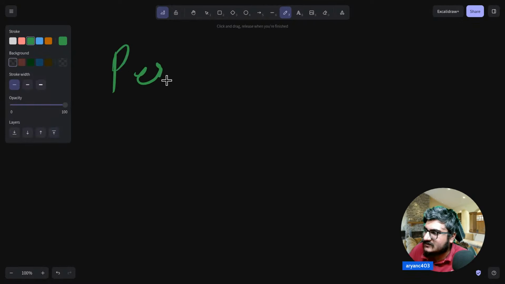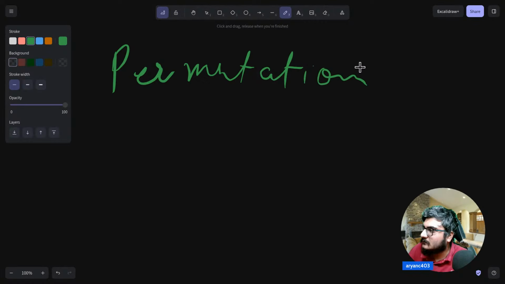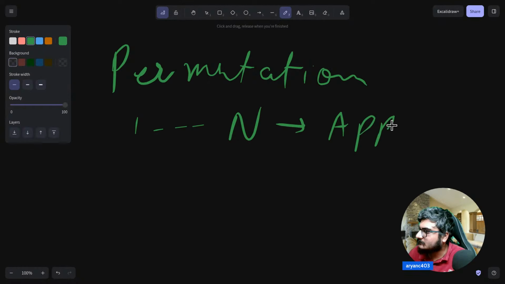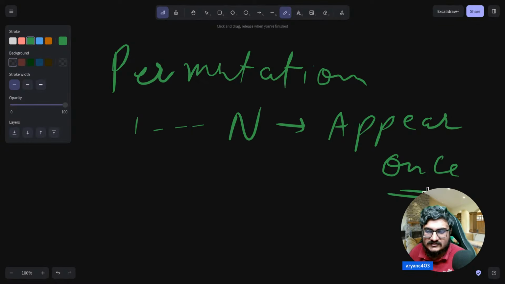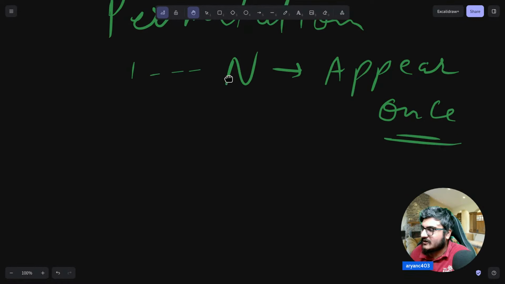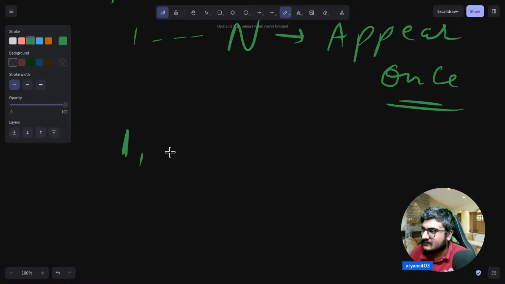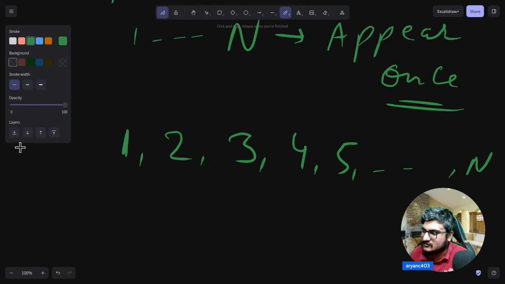Basically, permutation means that all the numbers from 1 to n appear exactly once. So how does a sorted permutation look? A sorted permutation would be nothing but: first element would be 1, second element would be 2, third element would be 3, fourth element would be 4, fifth element would be 5, and so on up to n. This is our sorted order.